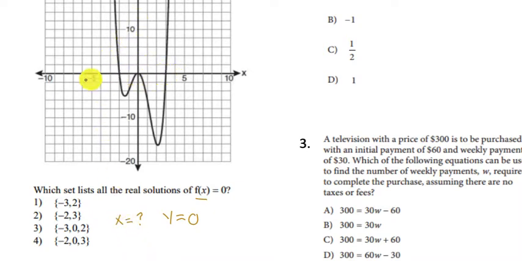This is going to be the x-intercept, the x-axis. And all the points where it crosses are going to be the answers. So the graph crosses the x-axis at 3, at 0, and at -2. And the answer here is going to be number 4.